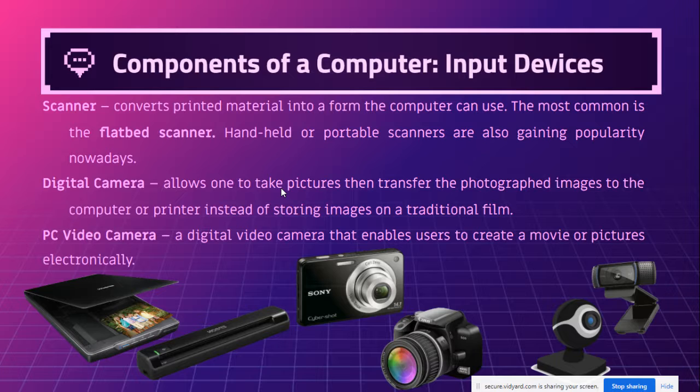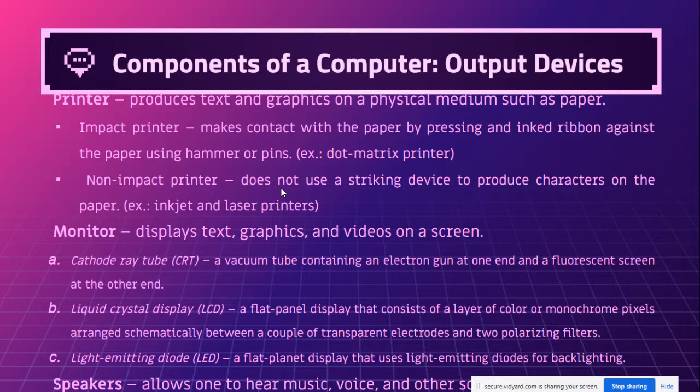So next is the digital camera. It allows one to take pictures, then transfer the photographed images to the computer or printer instead of storing images on a traditional film. A PC video camera is a digital video camera that enables users to create a movie or pictures electronically. So even pictures or videos, we can already do in their cameras or even in our cell phones. You can already do these things, which was not possible 30 to 40 years ago. So we're really advanced right now. So let's go to the output devices.